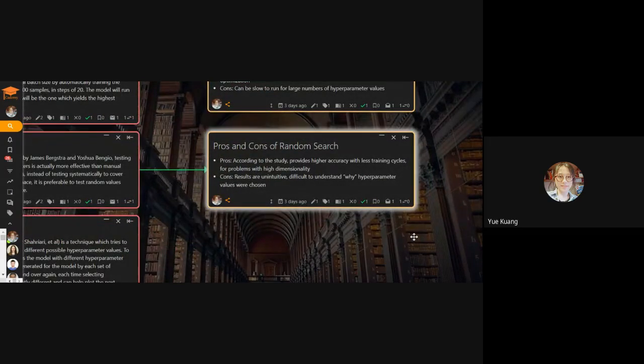According to the study, it provides higher accuracy with fewer training cycles for problems with high dimensionality, while the con is that the results are unintuitive. Namely, it is difficult to understand why the hyperparameter values were chosen.